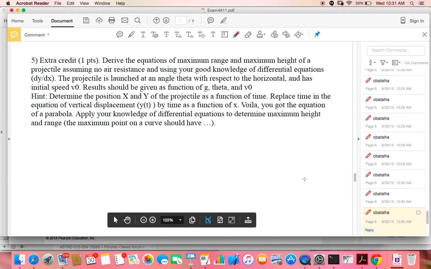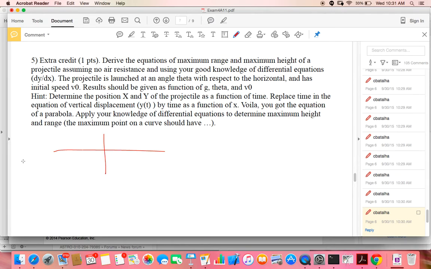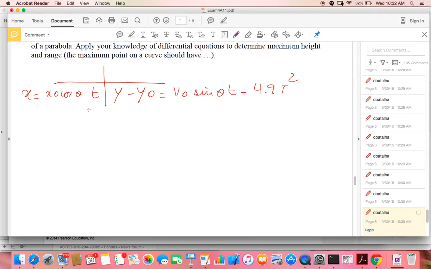So this extra credit is a cool thing to do. You have to apply a derivative. That was the condition. So x is equal to x naught plus v naught cosine theta t, and y minus y naught is equal to v naught sine theta t minus 4.9 t squared. So this is supposed to be known, right?